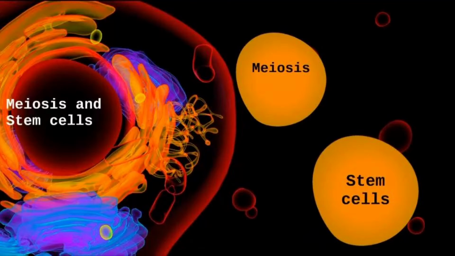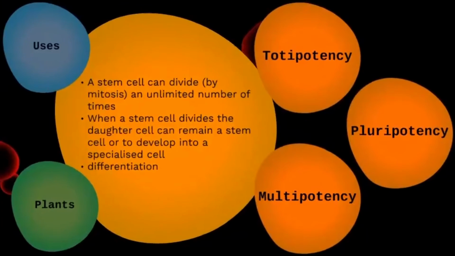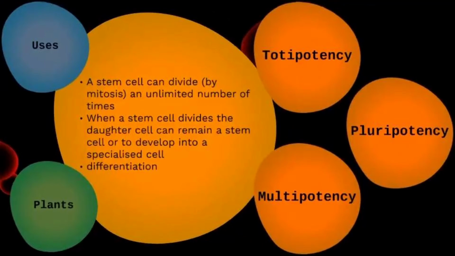Following on from this, I'm just going to briefly go over stem cells. Like we looked at in the previous lesson on mitosis, not all cells are able to divide by mitosis, and stem cells can divide an unlimited number of times by mitosis. Most somatic cells, so cells in our body, have a limited number of cell divisions they can undergo, but stem cells can divide an unlimited amount of time.